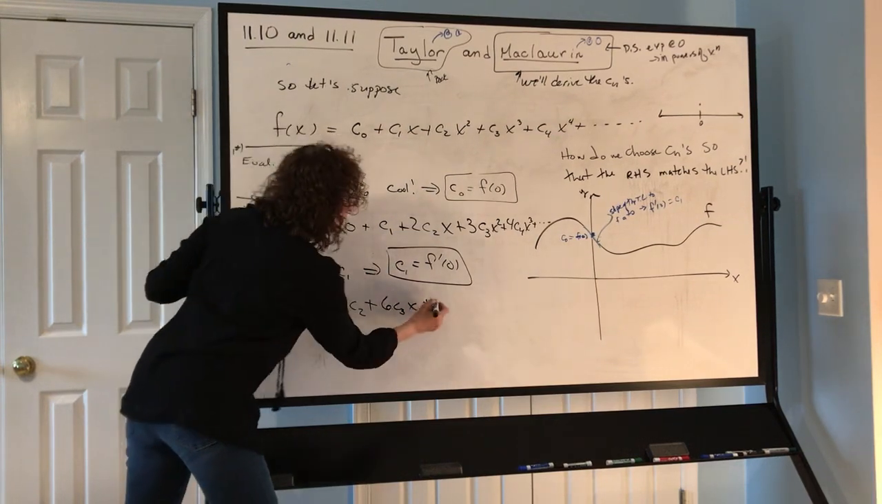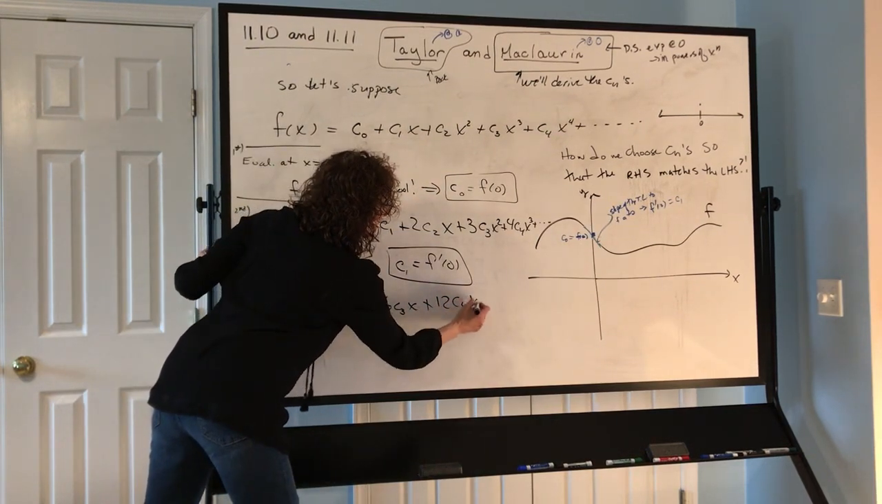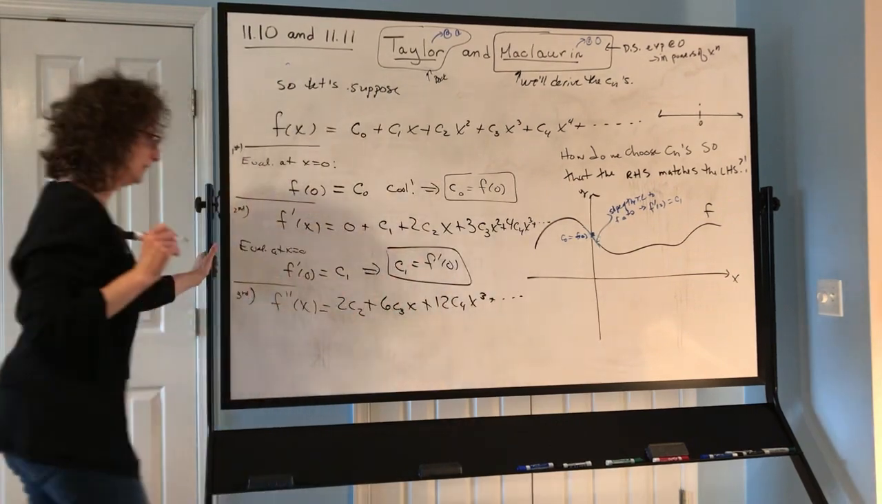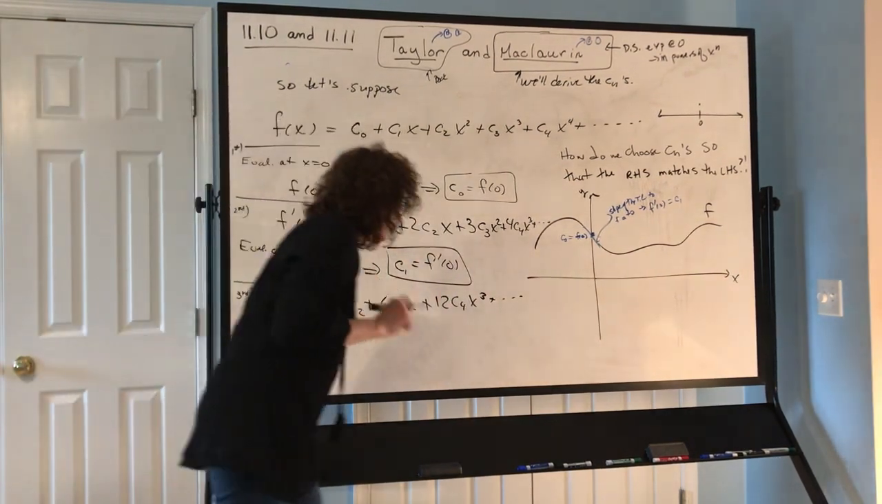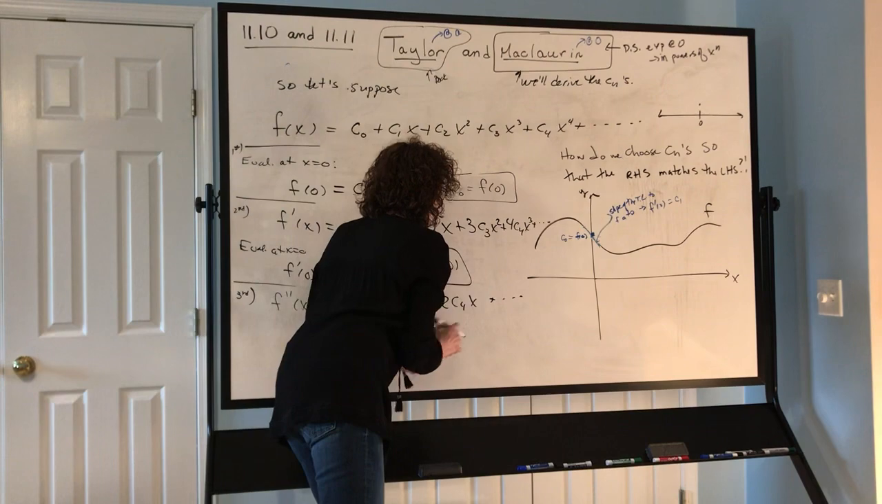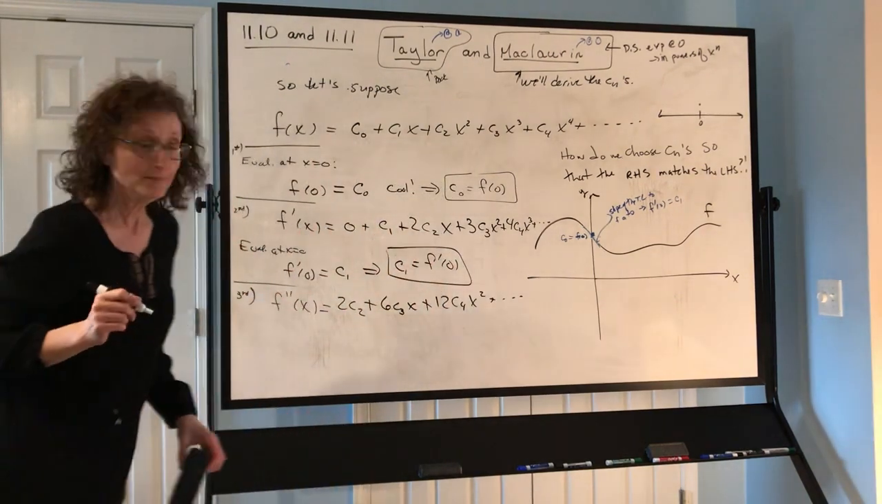You guys got it? Good. 12c4 x cubed, on and on. Whoops, x squared. Bring down the 3, subtract 1. Okay, good?